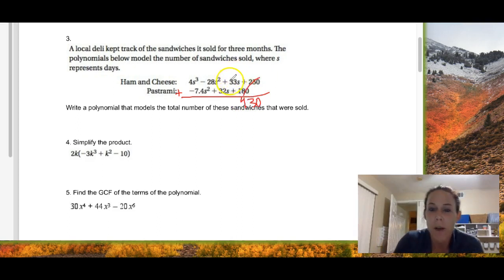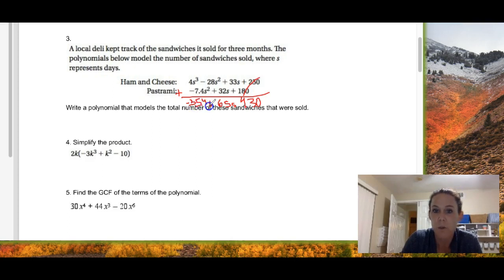All right, now we have 33 s's and 32 s's. Add those together. 33 and 32 s's is going to give me 65 s's. Now that's a 5 and that's an s. I know that's hard to see. We have negative 28s squared minus 7.4s squared. So since they're both negative, I'm going to add them. Negative 28 plus negative 7.4 is going to give me negative 35.4s squared.